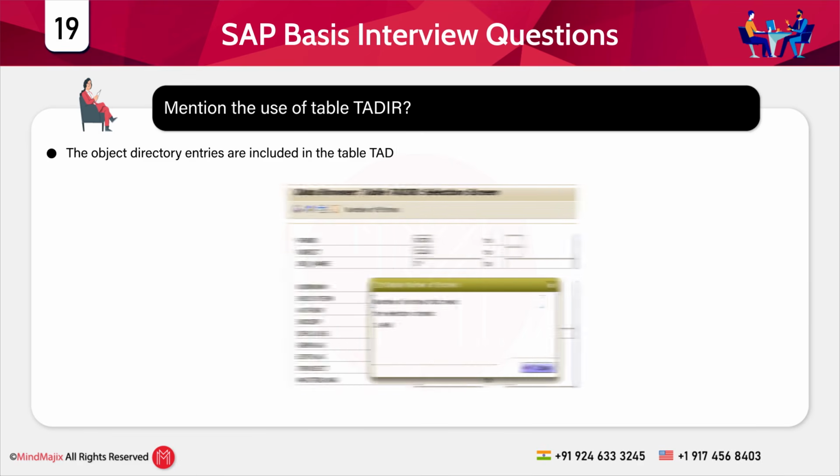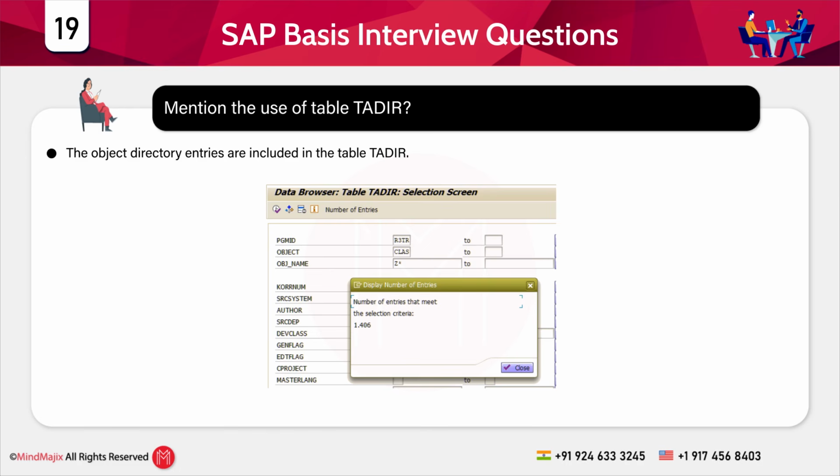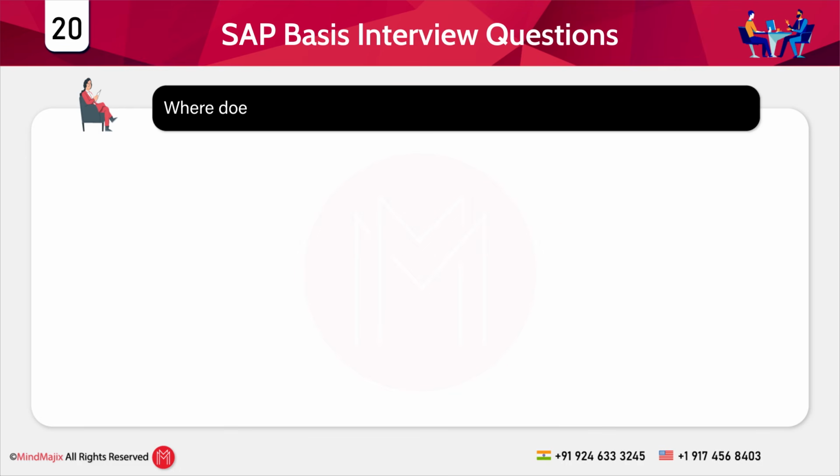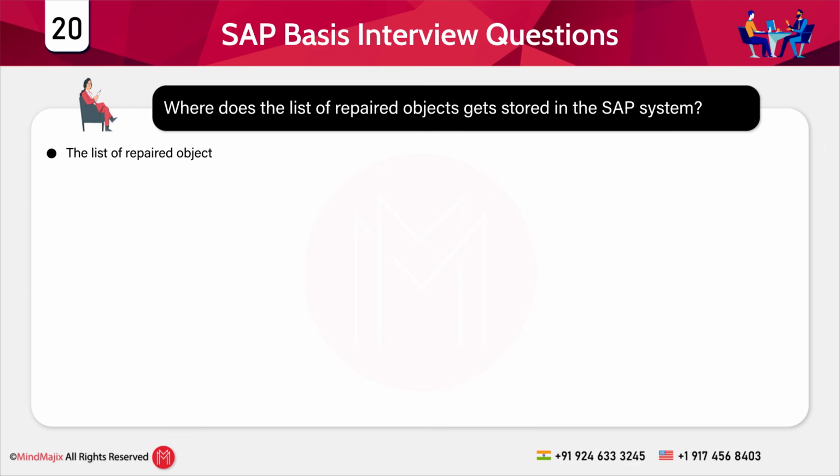The next question is, mention the use of the table TADIR. So guys, the object directory entries are included in the table called TADIR. The next question is, where does the list of repaired objects get stored in the SAP system? The list of repaired objects gets stored in the system, including the ADIR access keys.